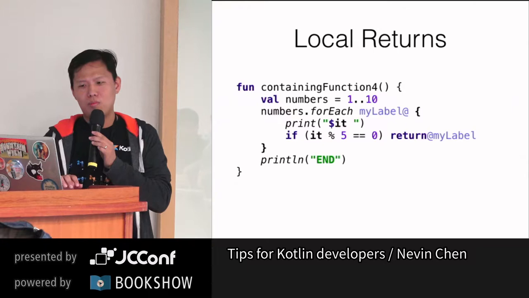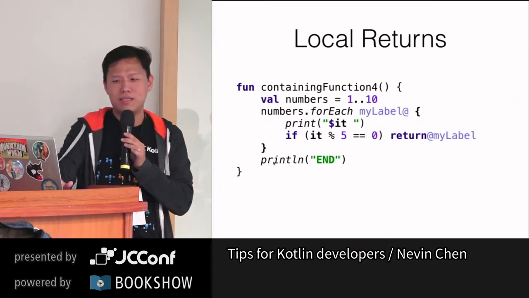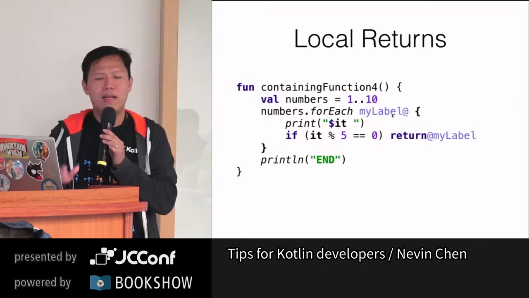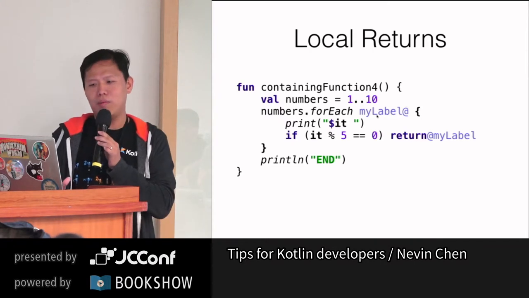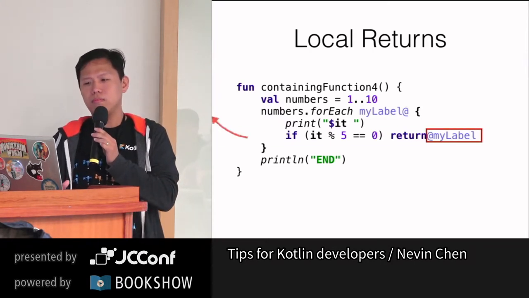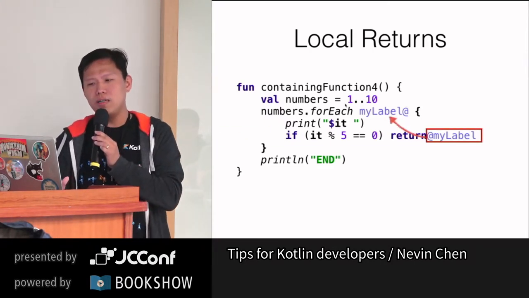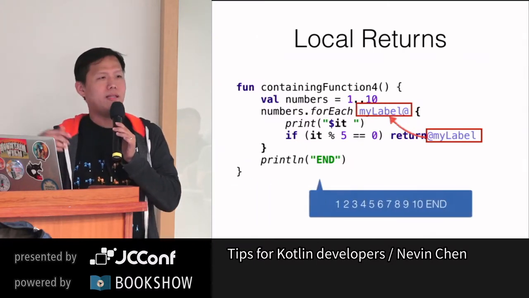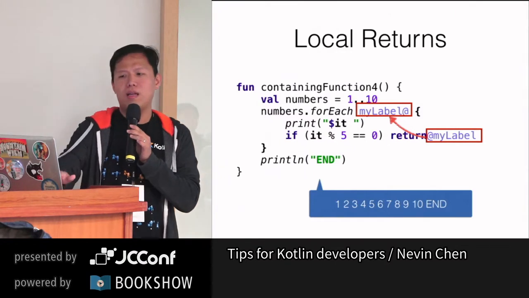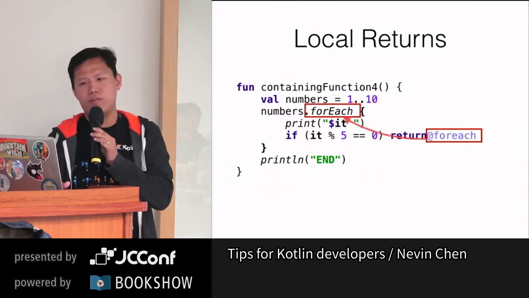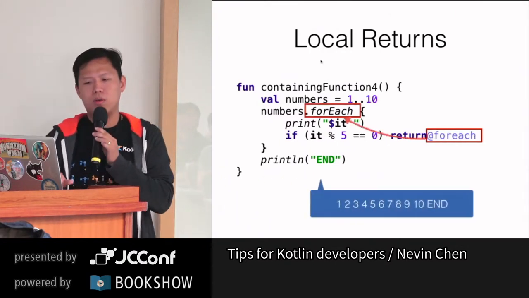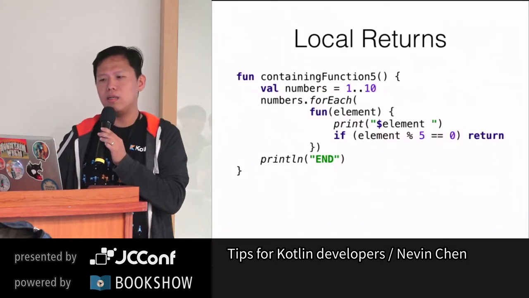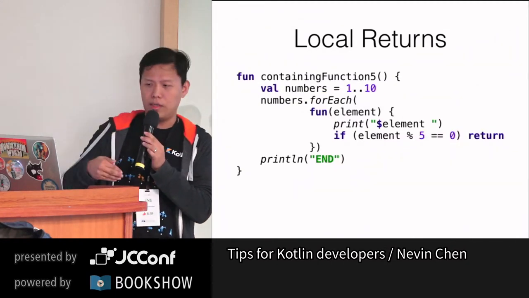So what can I do? Well, if I really want to print this line, I can use return and add a label to it. So it will return to the forEach here, and the forEach will continue going. So it will be 1, 2, 3, 4, 5, 6, 7, 8, 9, 10 and end. Another way, if I don't want to use a label, I can just add forEach, and it will give me the same result. This is the local return. So you can return locally.